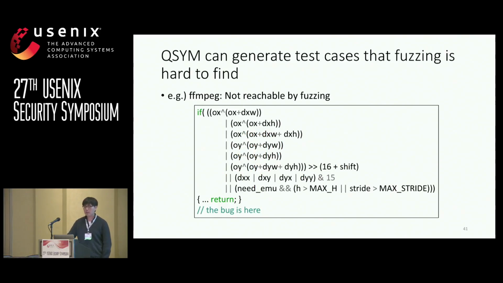One example is a bug we found in FFmpeg, which requires passing very complicated branches. In our evaluation, we ran the fuzzing for 24 hours, but it could not reach this branch at all. We believe it's really hard for fuzzing because OSS-Fuzz fuzzed this program for 2 years, but could not reach this bug. But QSYM can generate test cases that bypass this branch, and we found this bug using QSYM.